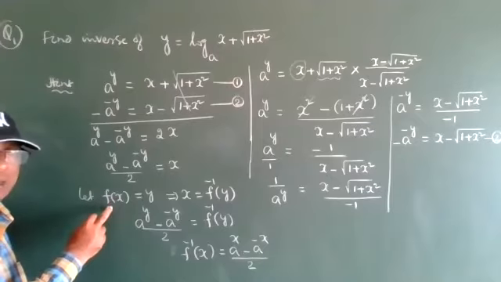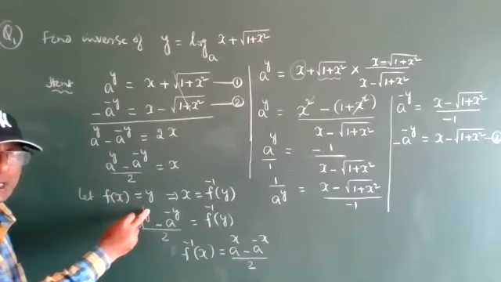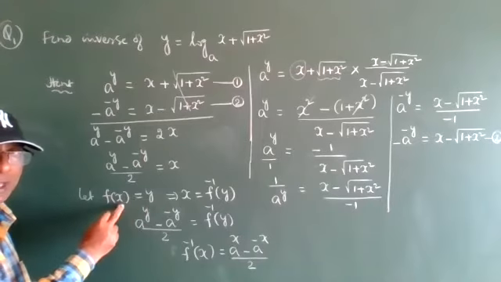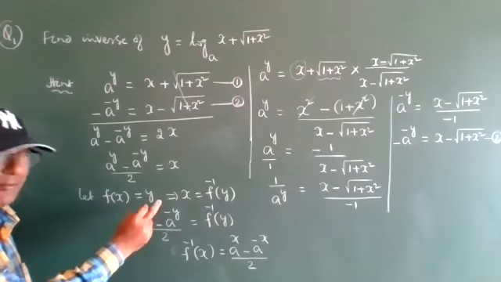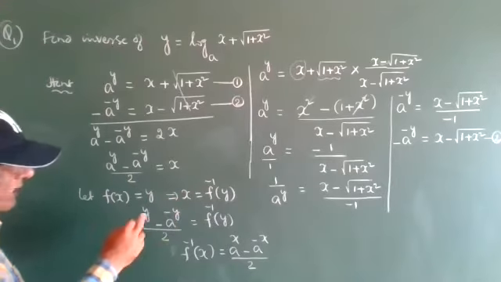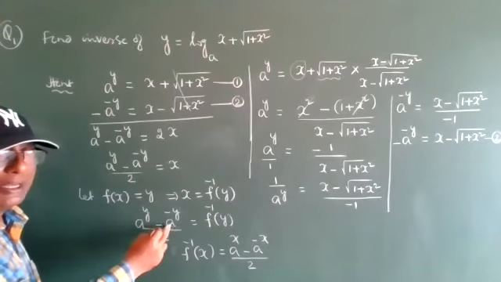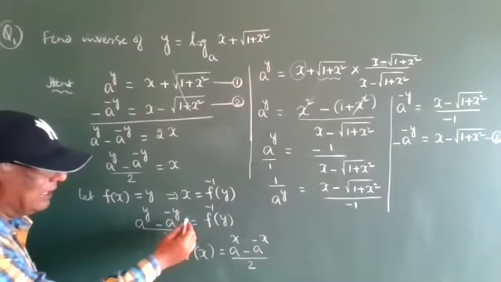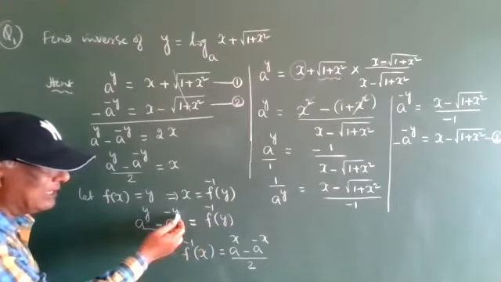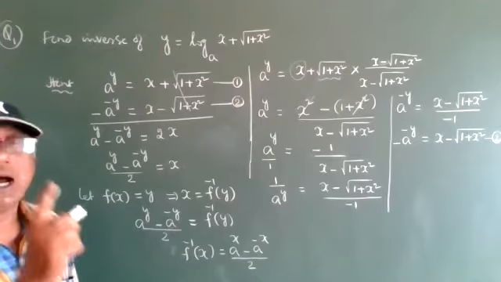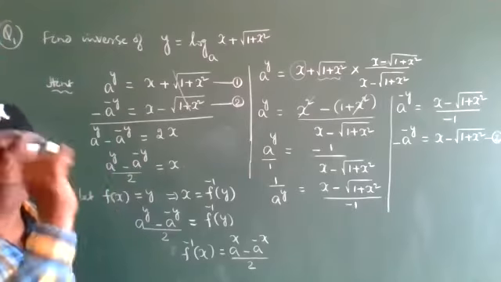f of x means x image is equal to y. x image is equal to y. x is equal to f inverse of y means its pre-image is x. So therefore, x means (a power of y minus a power of minus y) by 2, f inverse of y. Okay? In f inverse of y, y is replaced, then it will be converted into x. Therefore, that is the inverse of a function. This is one of the important objects of inverse function.